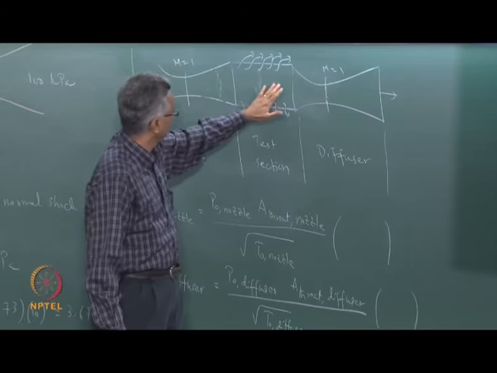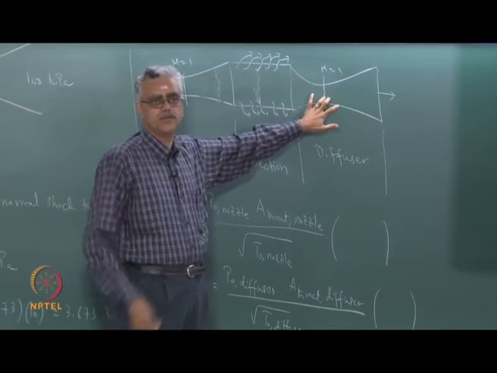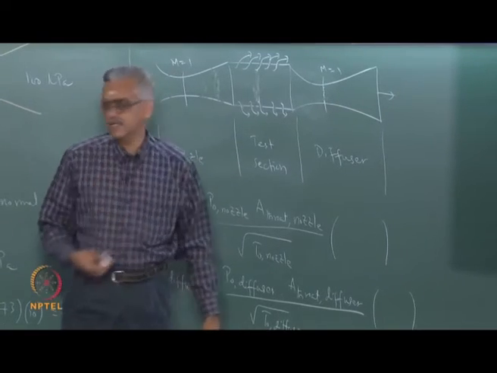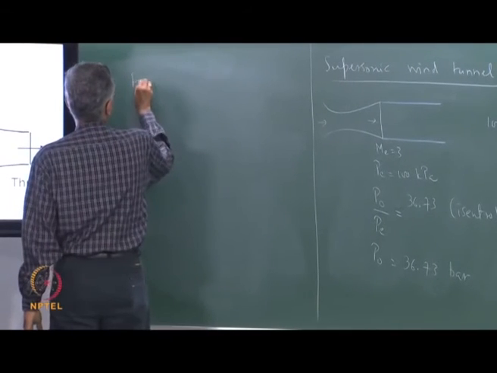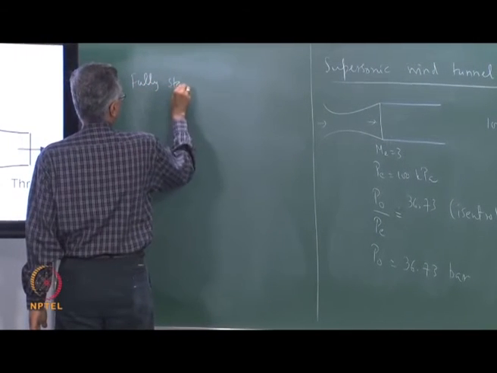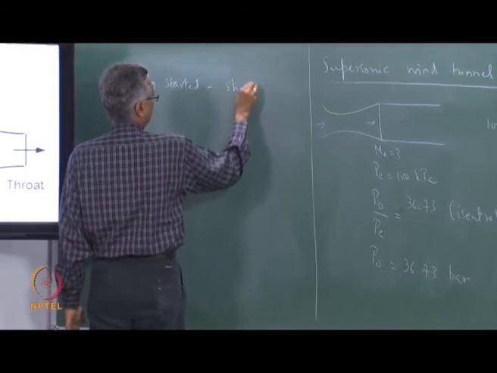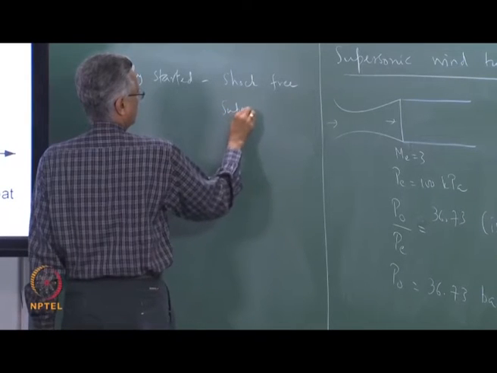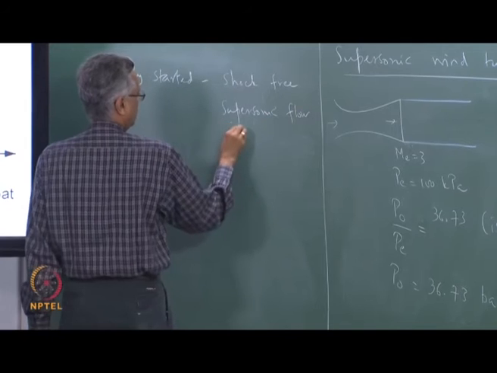So the normal shock keeps moving, then eventually you close the opening so that the shock locates itself here and the tunnel is fully started. When we say the tunnel is fully started, we mean two things: shock free and supersonic flow in the test section.